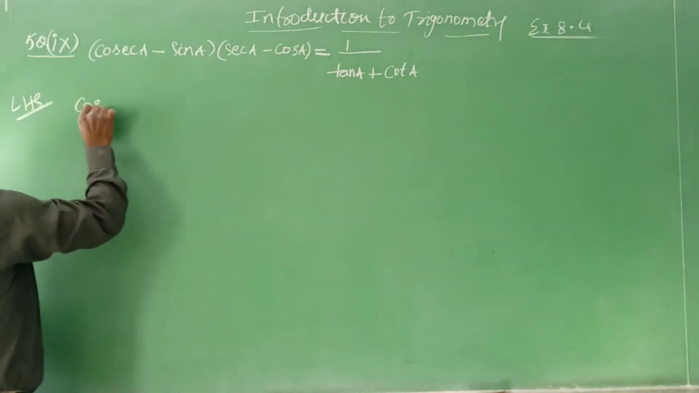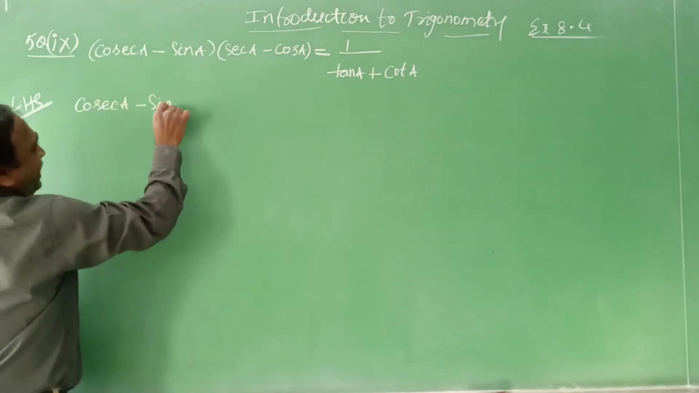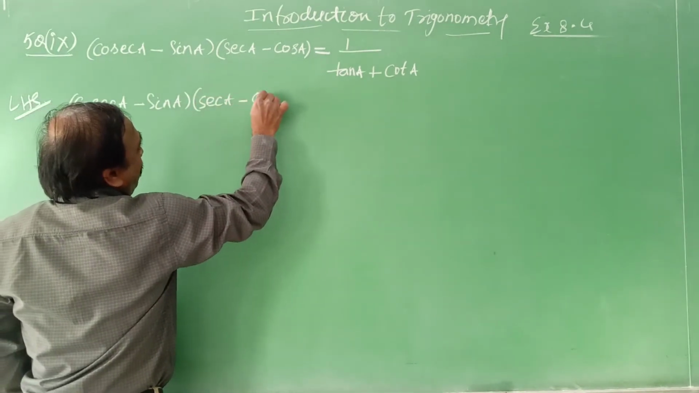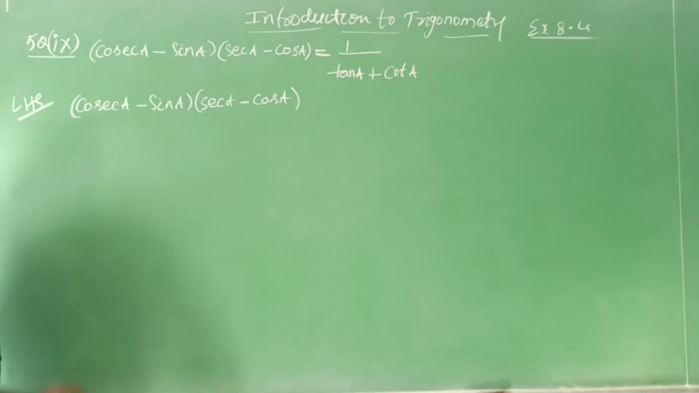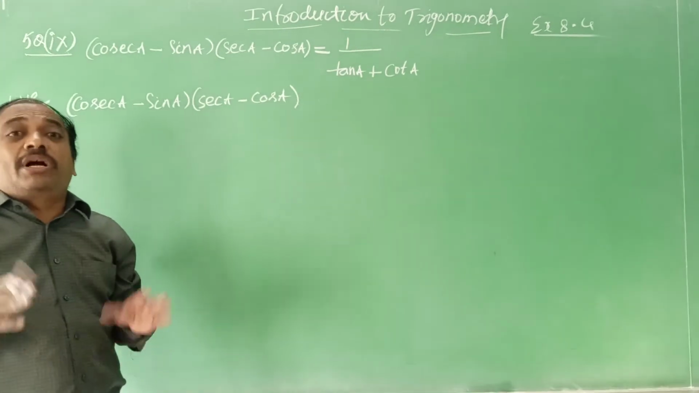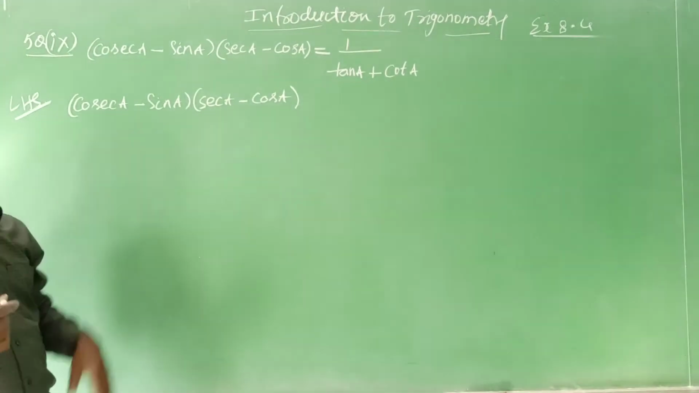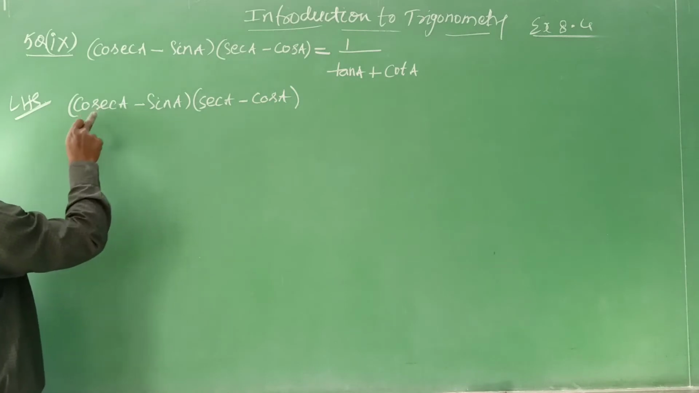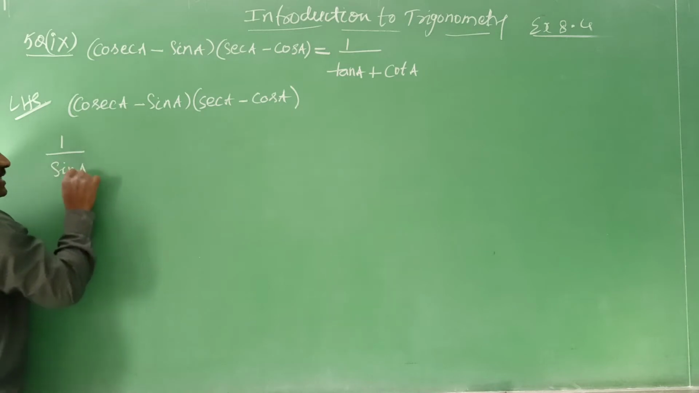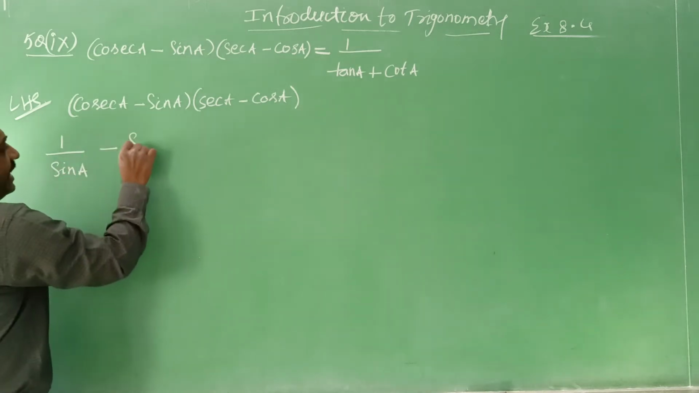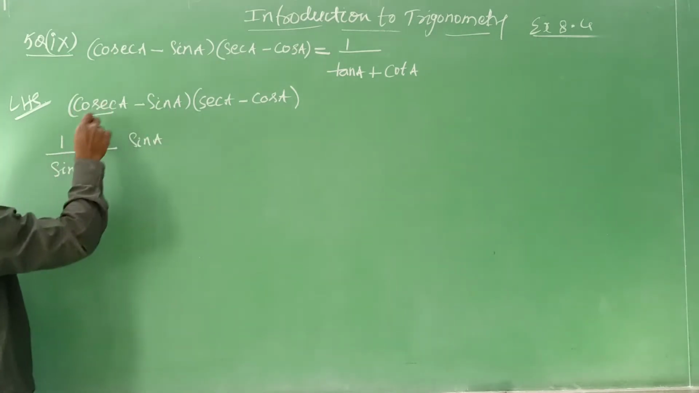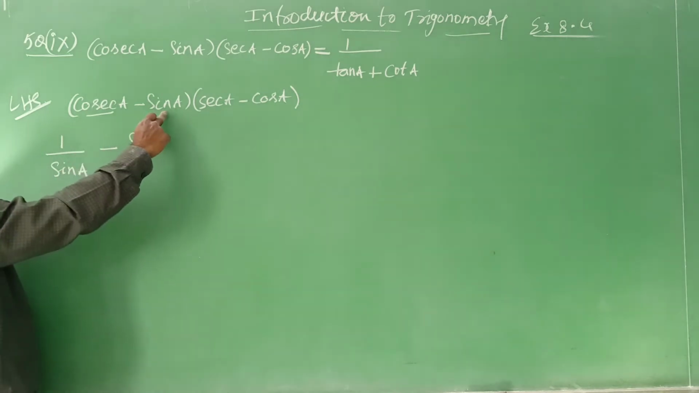LHS we have (cosecant A minus sin A) into (secant A minus cos A). Observe it. Cosecant and sin, they both are reciprocal. Secant and cos, they both are reciprocal trigonometric ratios. They are reciprocals to each other. So what I am doing, cosecant A I am writing as 1 by sin A, minus sin A. Here it is sin A. So cosecant I wrote as 1 by sin A, minus sin A.